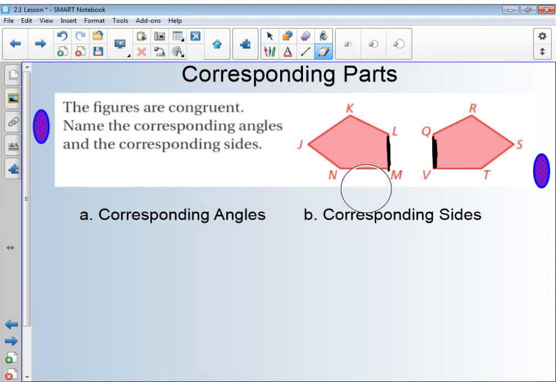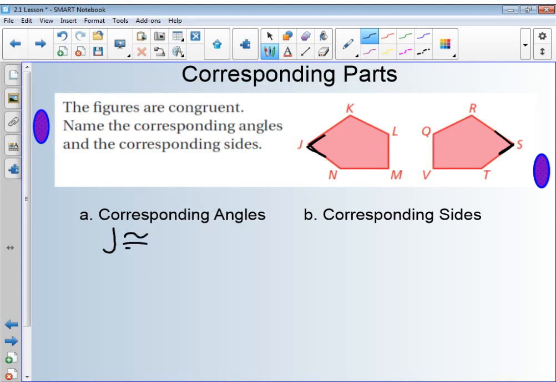So when I look at this figure, this is the distinct angle that sticks out to me. This angle J really points out, and you'll notice that it matches angle S. So angle J corresponds to angle S. That little symbol that I put in there means they're equal to each other, they correspond to each other. I should have put angle symbols in front of each of those also. Okay, so J and S are the same.